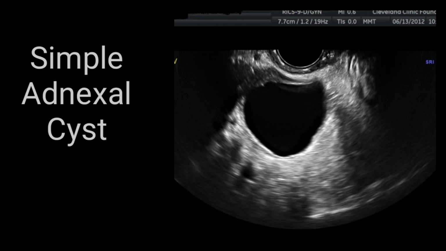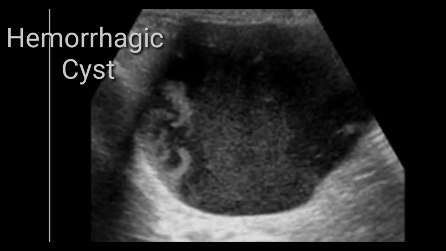either medication or follow-up. Radiologically speaking, this cyst would be considered a complex cyst, and among the complex entities this would be called a hemorrhagic cyst.